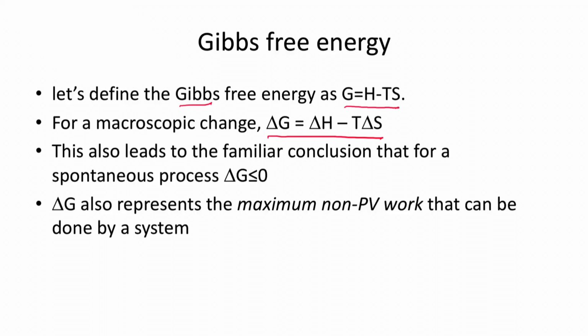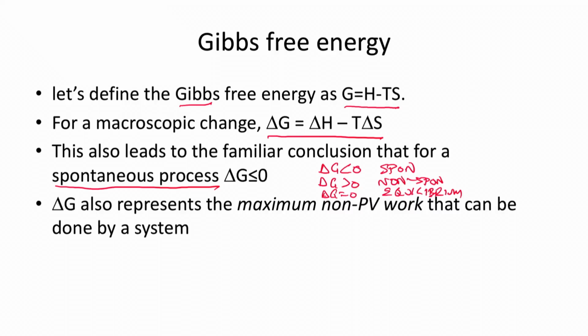This leads to the familiar conclusion that if I have a spontaneous process, delta G is going to be negative, less than zero. So if delta G is less than zero, this is spontaneous. If delta G is greater than zero, this is non-spontaneous. And if delta G is equal to 0, guess what? I'm at equilibrium.